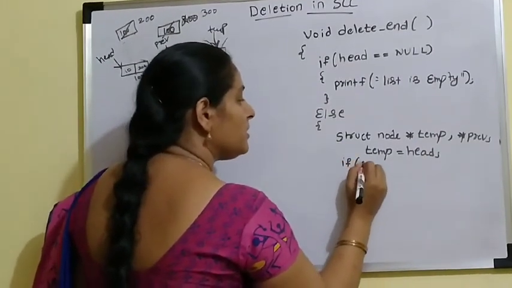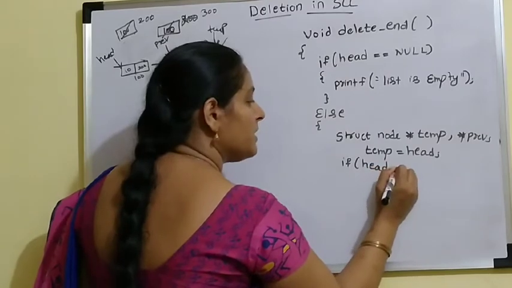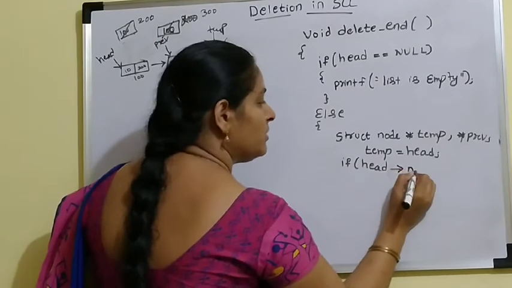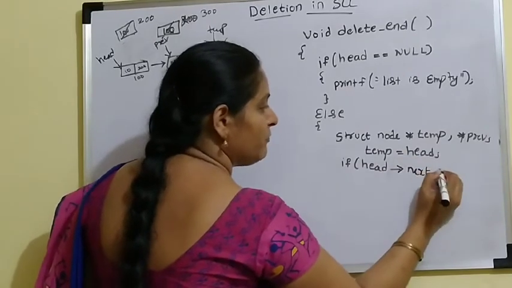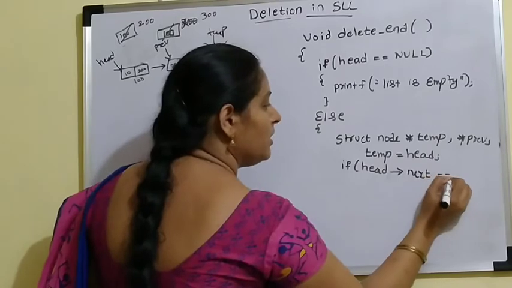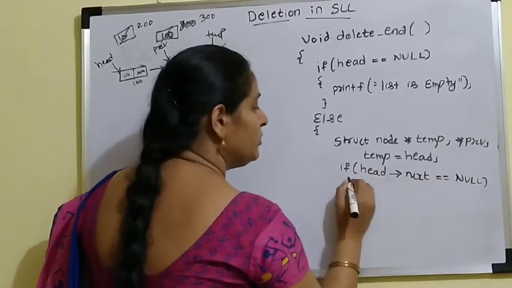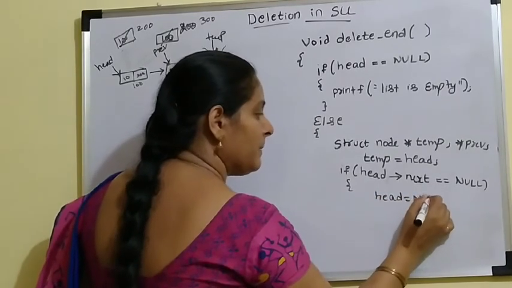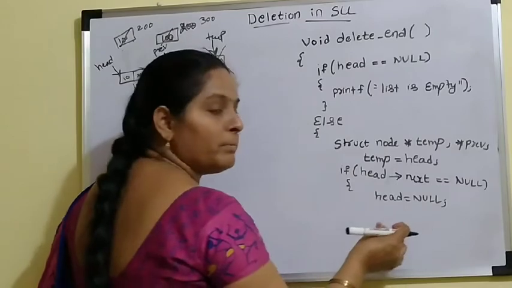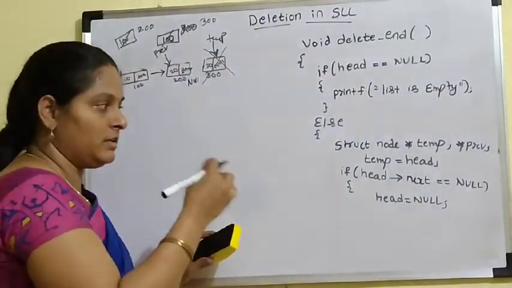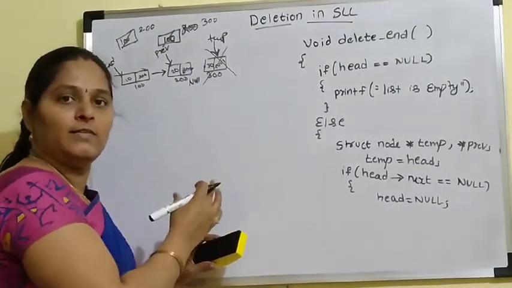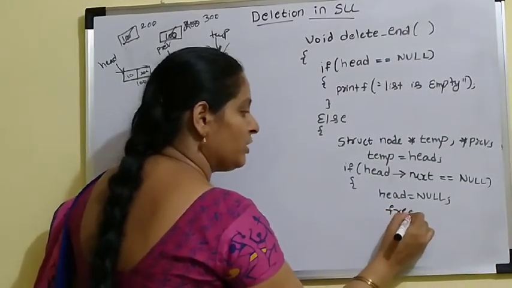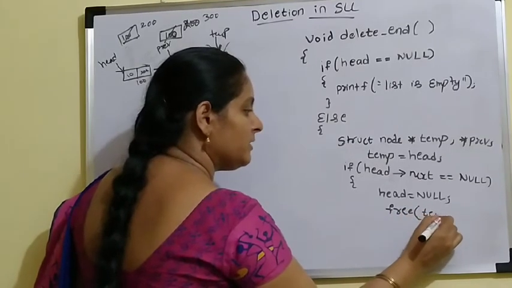Suppose your list contains only one node, this we have already seen just before. Head next equal to null. Then what we need to do? We need to make the head as null. Anyway, if you deallocate the node and assign the null value to the head, the temporary pointer is pointing to the head node only. So, free temp.